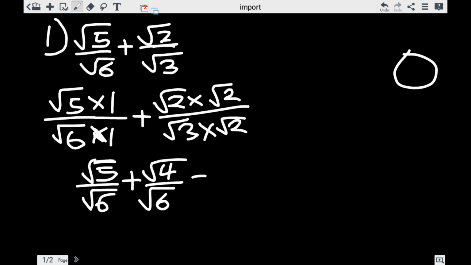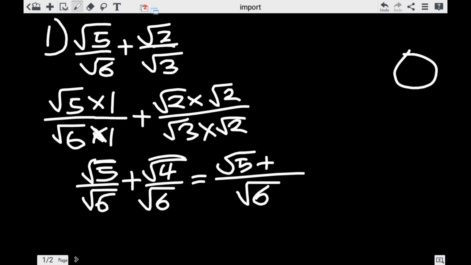For this one now, you are going to write it as a whole number. Because the denominators are the same, you choose one and write it below, root 6, then write root 5 plus 2, because root 4 is 2.